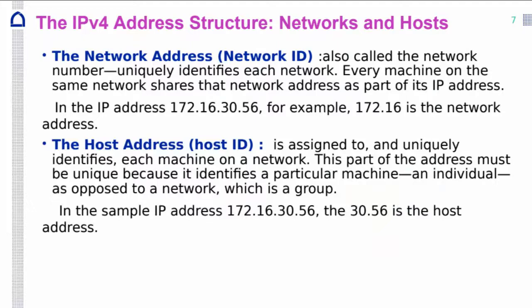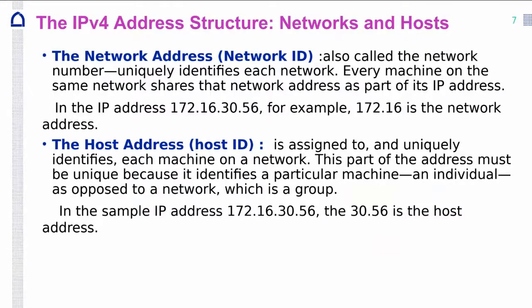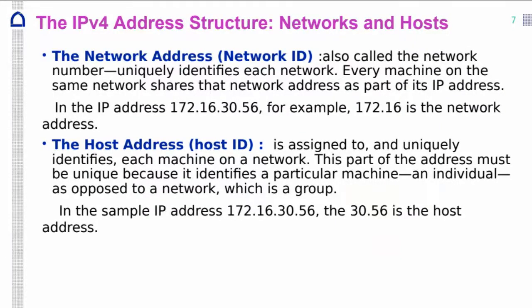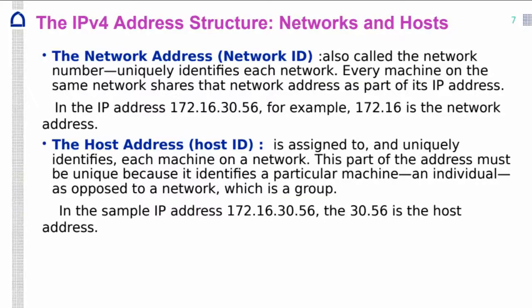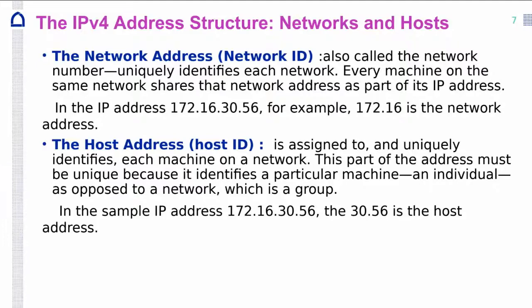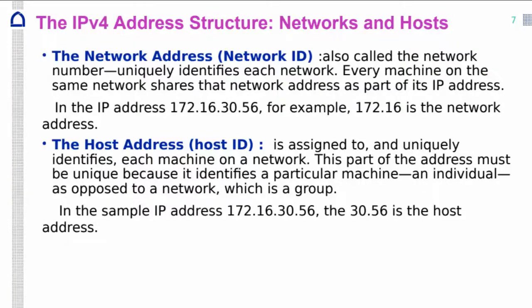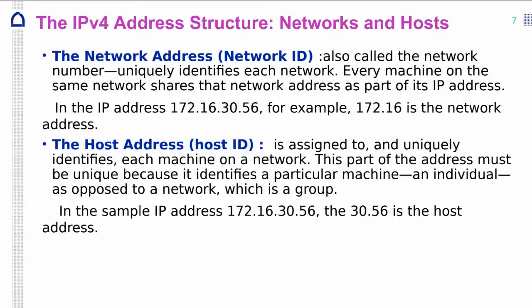The IP version 4 address structure. The IP version 4 address has 2 parts. The first part is the network address or network ID, and the second is the host address, or host ID. So in this example, class B, what is my network address? My network ID is 172.16. My host ID is 30.56. How do I know the network ID and the host ID? By using the subnet mask. If I know the subnet mask, then I can know what is the host ID and the network ID.